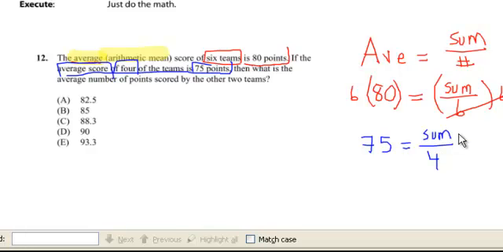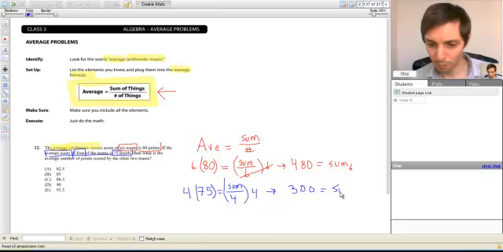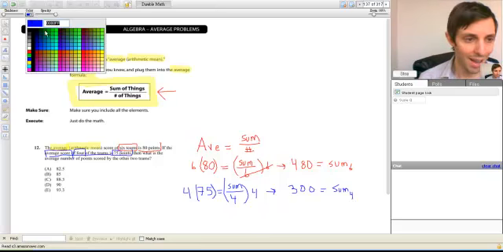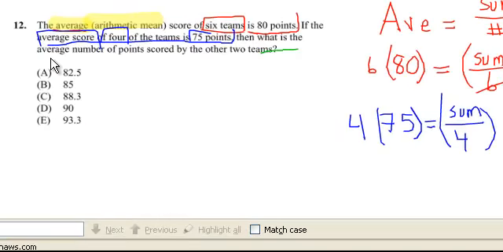And just like we did above, now we can solve for the missing quantity sum. Just multiply both sides of the equation by 4. Simplify, and we get 300 equals the sum of 4 of the teams. Okay? Let's look at the final piece of information, or the question itself. We want to know, what is the average of points scored by the other 2 teams?